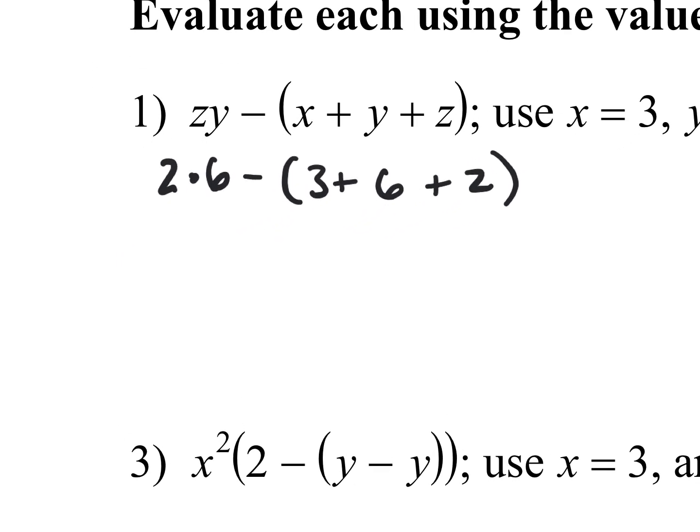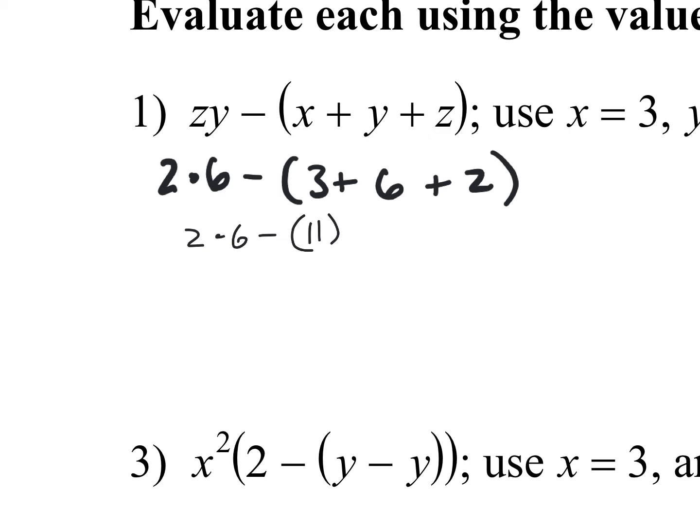So PEMDAS, what should I do first? Parentheses. In that parentheses, all I have is addition, so I can just add them all together. But if I had addition and division in the parentheses, I want to make sure I still follow my PEMDAS in the parentheses, so I'd have to do the division first. Again, common mistake on the quiz. So I have 3 plus 6, which would be 9, plus 2 is 11. So I have 2 times 6 minus 11.